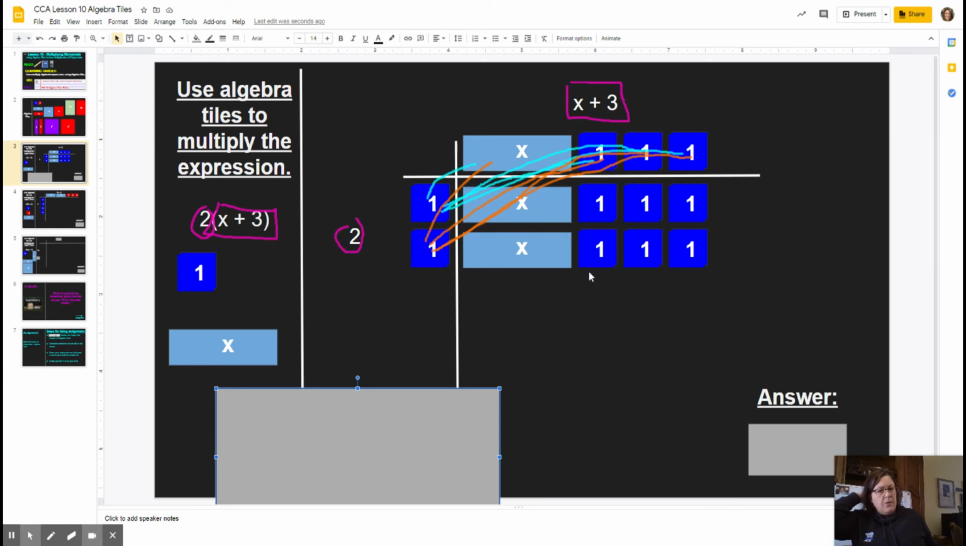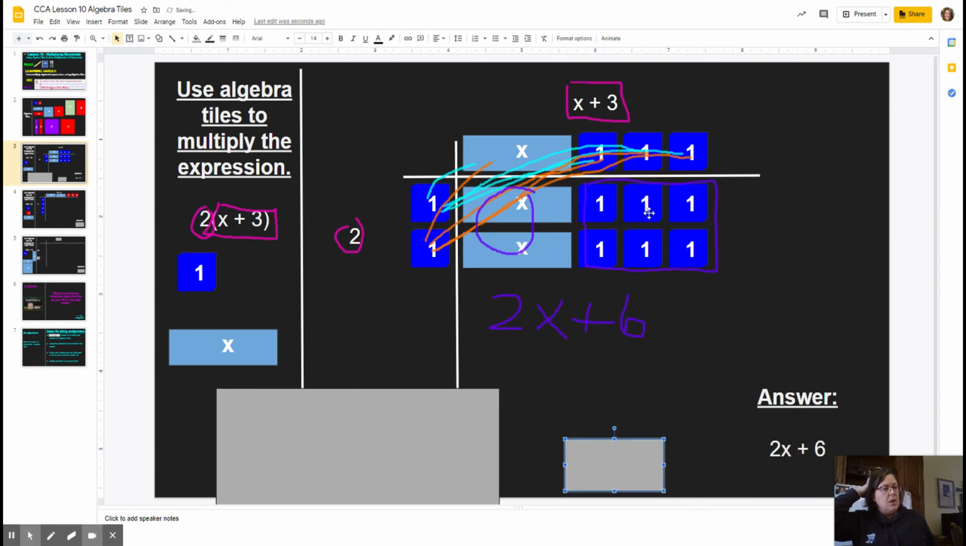Once you have it filled in underneath, you're going to simplify, combine those terms like you did on the lesson 6 Google Slides, where you simplify all of your algebra tiles together. As I look at it, I notice that I've got 2 x's, and I have 1, 2, 3, 3 times 2 is 6. I've got 6 1s.